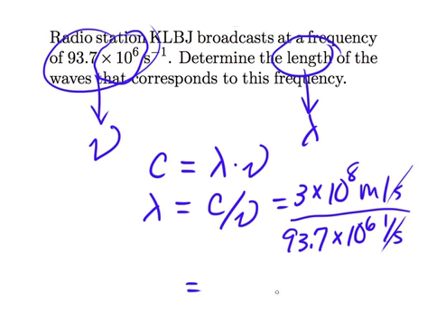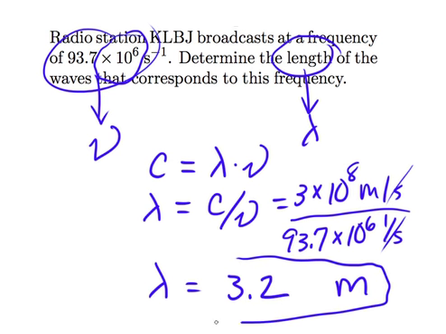We're going to get meters out for our units on lambda, and when you put this into your calculator and multiply it out or divide it out, you get 3.2 meters for your wavelength, and that is exactly where radio waves are supposed to be. They're very long wavelength.